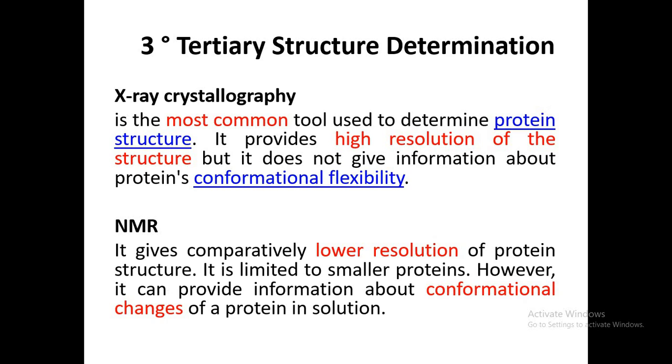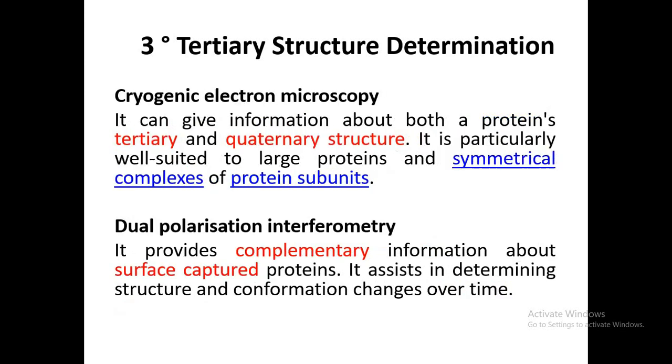By X-ray crystallography we can determine the protein structure, but this technique cannot give us information about conformational flexibility. However, we have another technique, nuclear magnetic resonance, which can provide us information about conformational changes: what changes proteins are exhibiting, and what structure proteins have. However, this technique provides a low resolution structure of the protein.